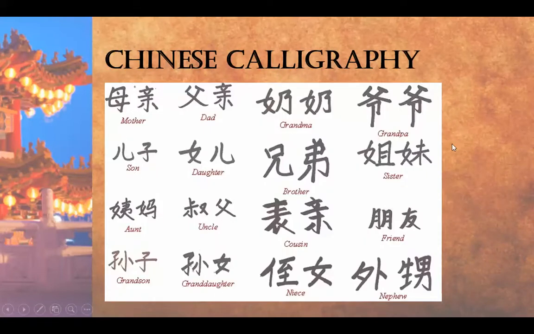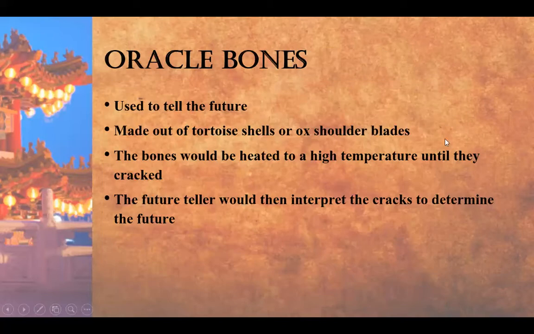Here's a great example. Here's Chinese calligraphy, and this is modern Chinese calligraphy. This is what it would look like today, but you can see these different symbols mean the word below it. So this is the symbol for daughter, or this is the symbol for friend. So when you're reading these symbols together, the different symbols form sentences and form coherent thoughts.